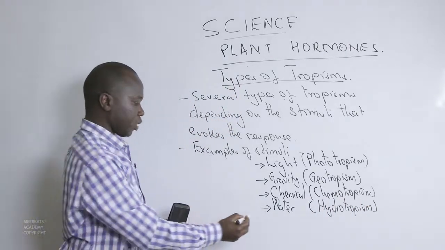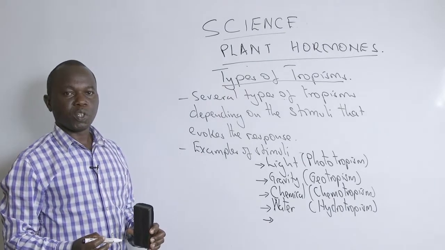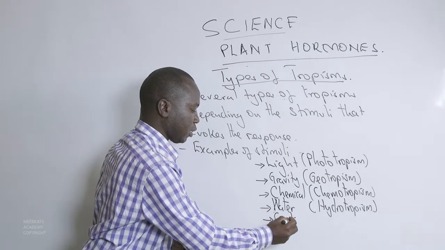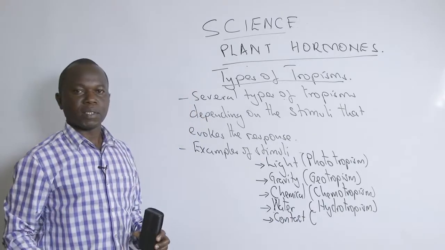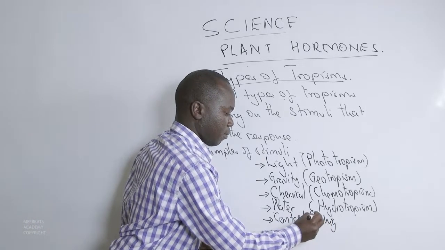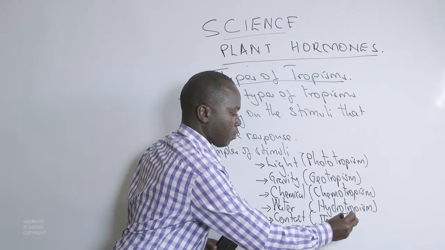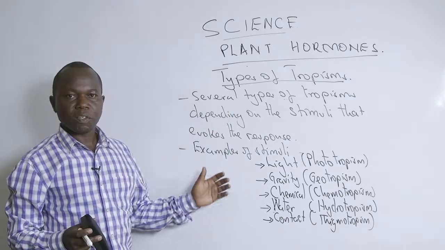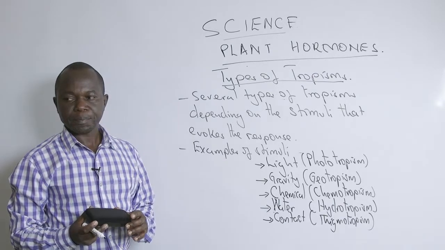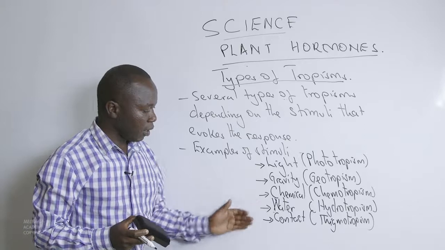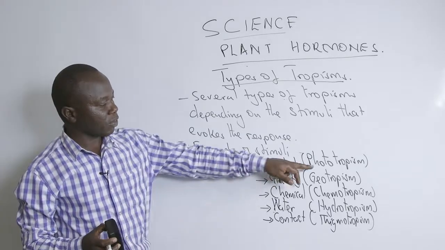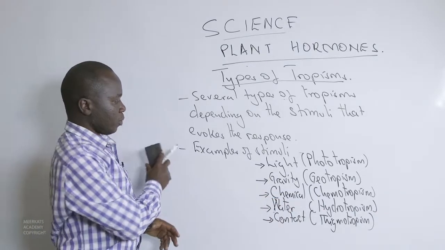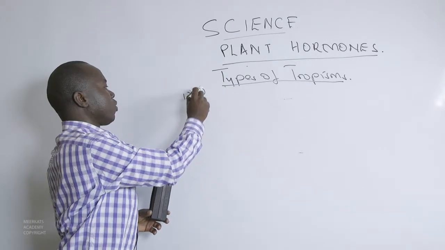Then again, plants also respond to contact, touch. If the stimulus is contact, then it shall be called thigmotropism. So these 5 are the major tropic responses, growth responses that usually happen in plants. We want to look at each one of them: phototropism, geotropism, chemotropism, hydrotropism, and thigmotropism. So 1, phototropism.